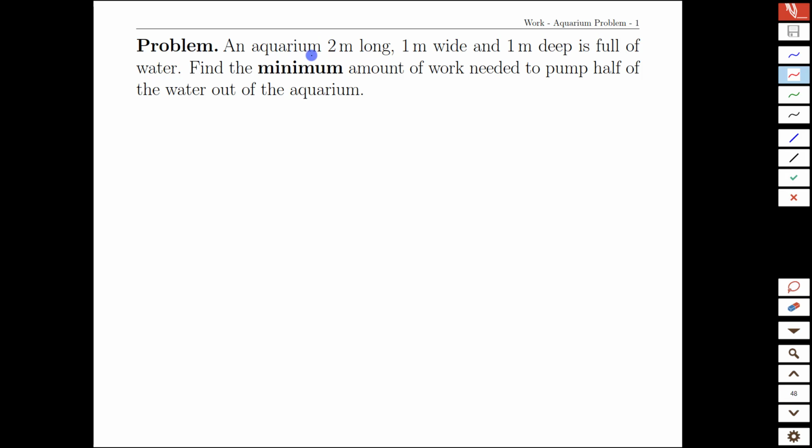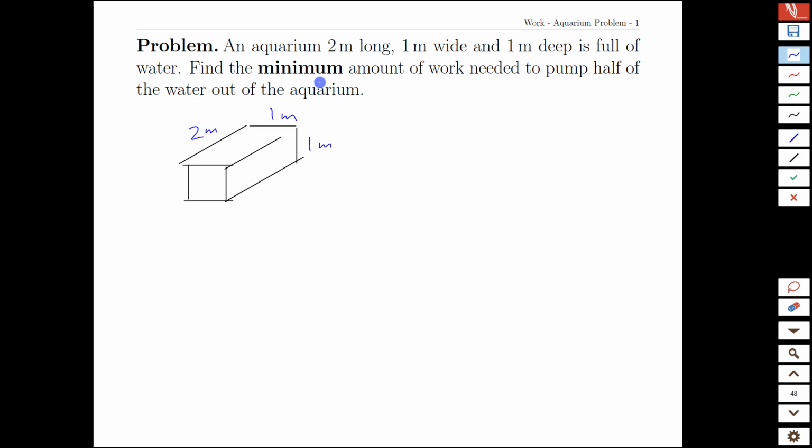In this video, we're going to investigate another work calculation problem. We're going to see a different way that the force times distance plays out in this application. The scenario is that we have an aquarium that's 2 meters long. So it's 2 meters in this direction, and 1 meter wide, and 1 meter deep.